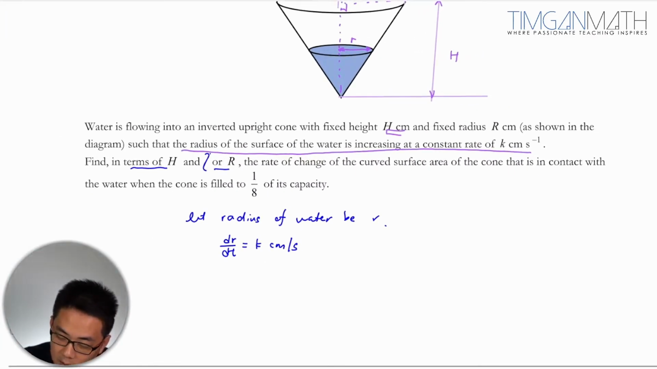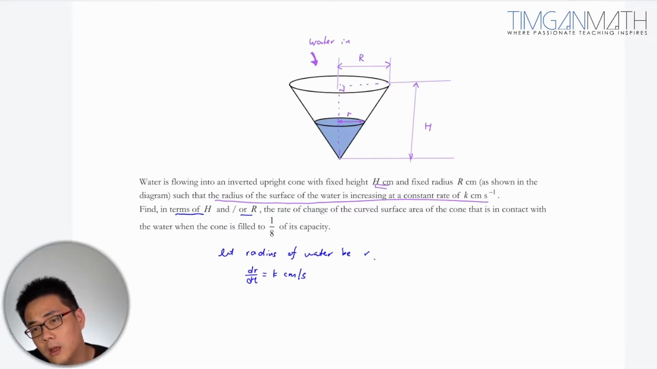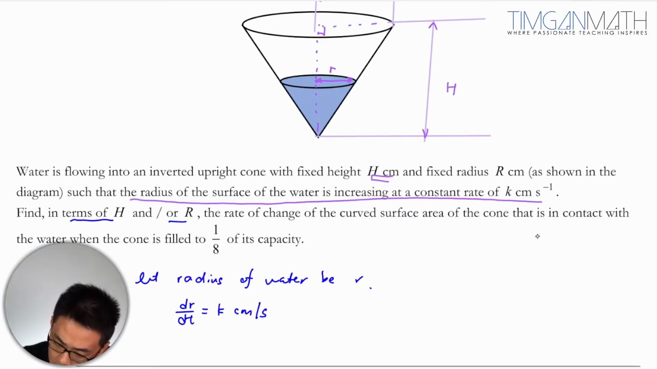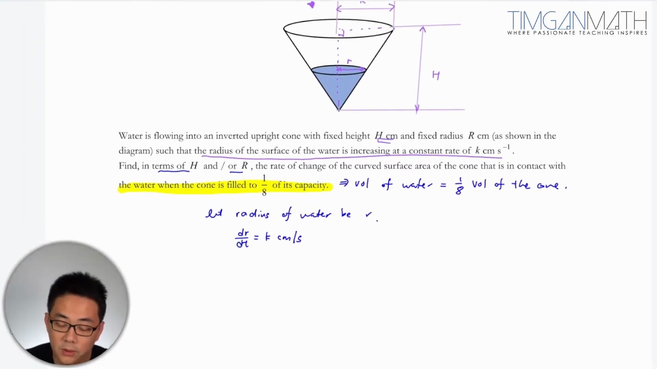I mean, this is l or r. We need the rate of change of the curved surface area of the cone that is in contact with the water, when the cone is filled. Okay, the cone is filled, meaning the volume of the water is 1/8 of the volume of the cone. So this one later on we need to talk about it.